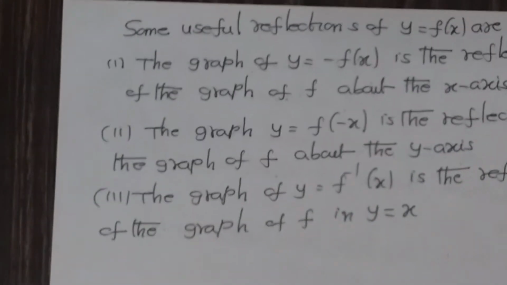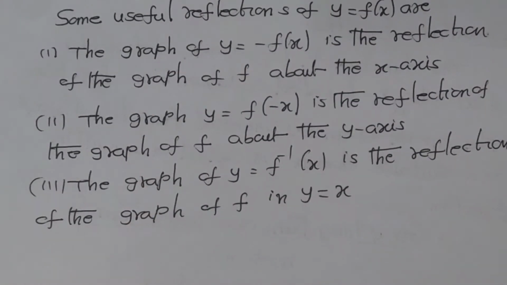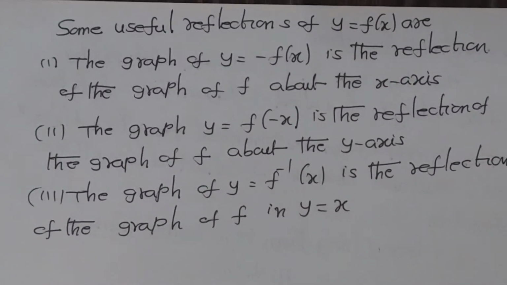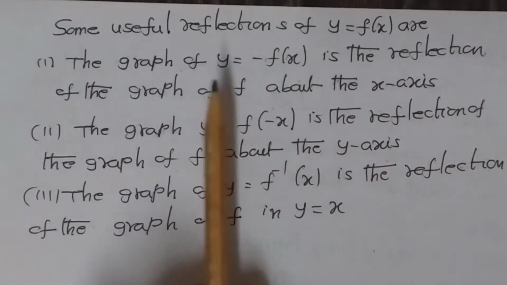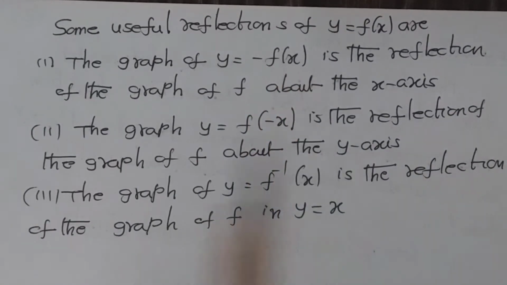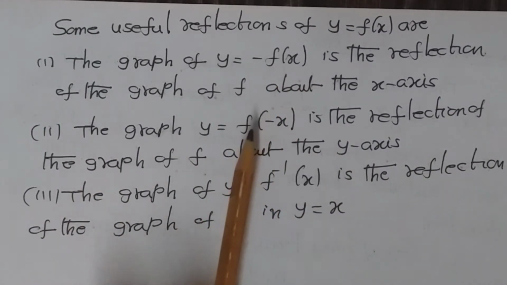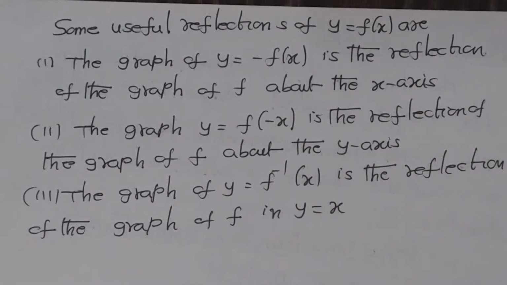Now some methods of reflections I am going to explain. Listen carefully. Easy, very easy. Some useful reflections. First one: the graph of y equals minus f of x is the reflection of the graph of f, that is y equals f of x, about the x-axis. For example, y equals x square is a given graph. Suppose you want to draw y equals minus x square, simply that is the reflection of x square about the x-axis. We will see some illustrations also. I will show you the graphs also.